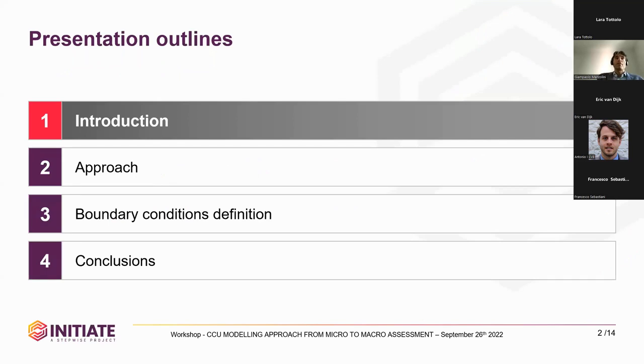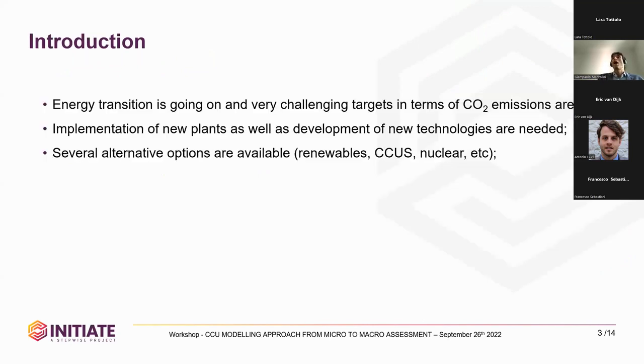The presentation is going to have 4 main points. The first one is about introduction, then the approach, boundary conditions and definition, and finally, we're going to go through the conclusions. So the introduction is going to be very quick, and it covers why do we need the analysis and the approach. The first aspect is energy transition is going on, and very challenging targets in terms of CO2 emissions are set. So we need to implement new plans and the development of new technologies.